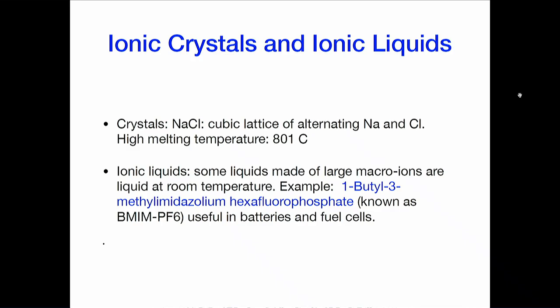So, for instance, if you take an ionic crystal, or ionic liquids, which means liquids made purely of ions with no solvent, just pure plus and minus ions. As we saw, they can make cubic lattices with a high melting temperature because of the high binding energy of the ionic bonds. But it turns out that in some cases these ionic liquids can be liquid at room temperature, and that's used in batteries and fuel cells.